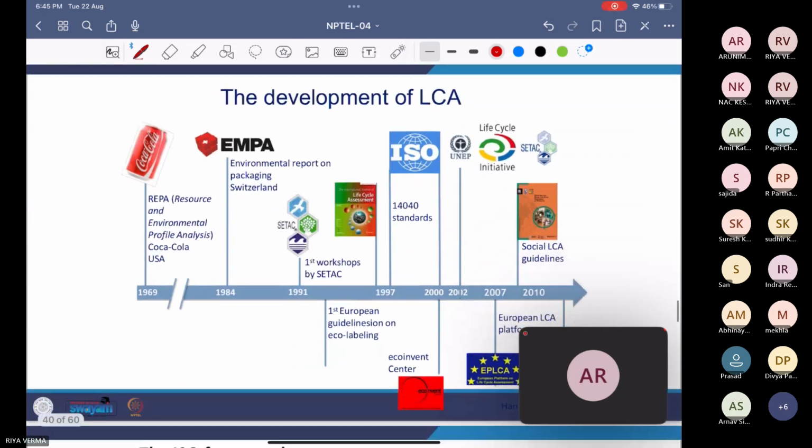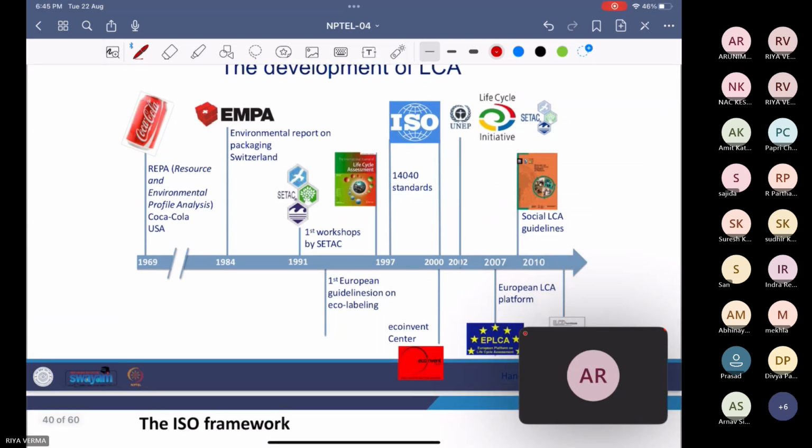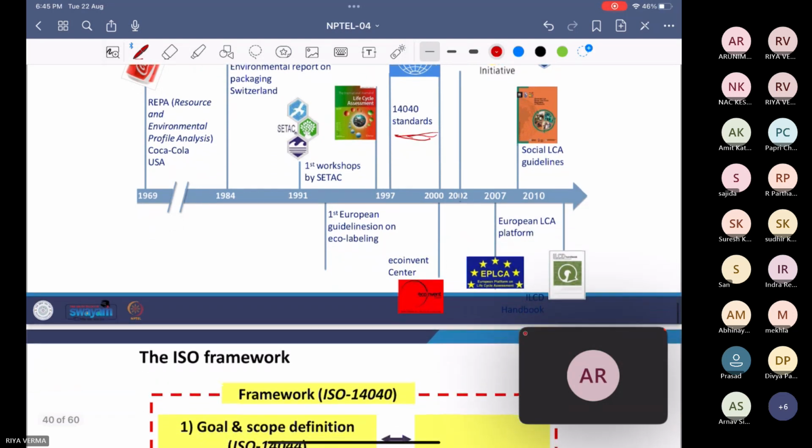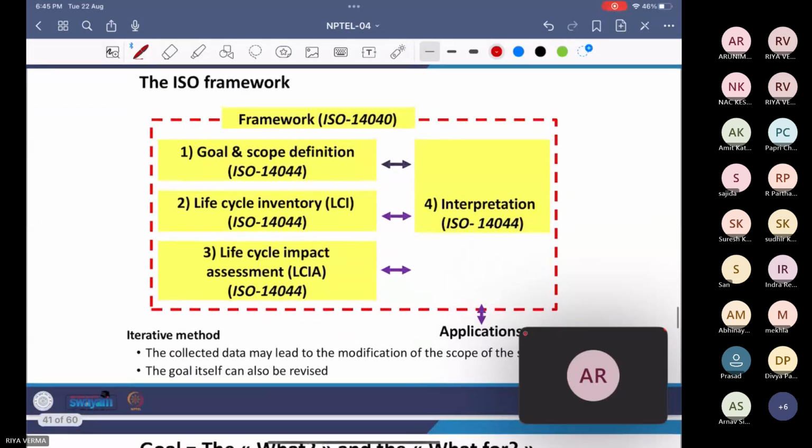So this is the timeline of the development of the LCA, how the guidelines were formed. Between 1997 to 2000, we got ISO 14040 standards, and also we have some European LCA platform. Then social LCA guidelines were formulated before 2010. So these are all the timelines. And then coming towards the ISO framework.